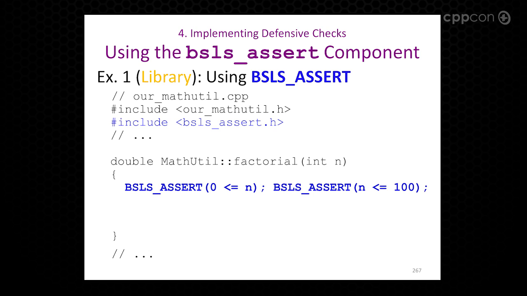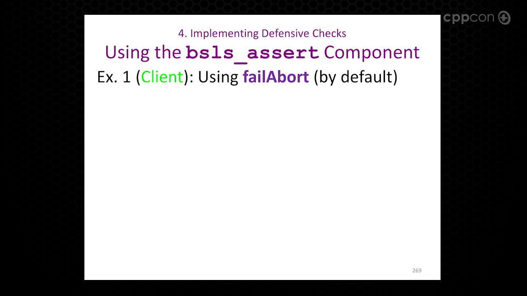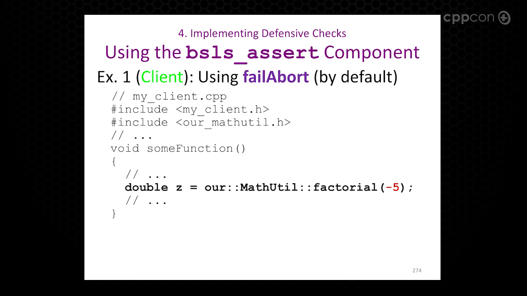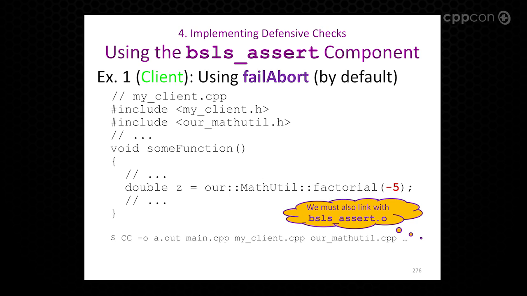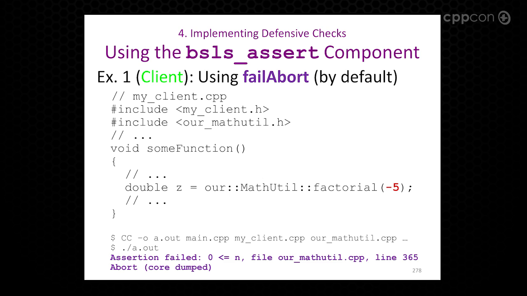And that's it. That's really all she wrote. Put the code that we would have had before there anyway. Then, what do we need to do? My client wants to use this, so they include mathutil. There's some function. It calls the factorial function out of contract. Then we compile this thing, link it with the BSLS assert.o, and run it, and we get this. That's what happens. Not too bad, right?